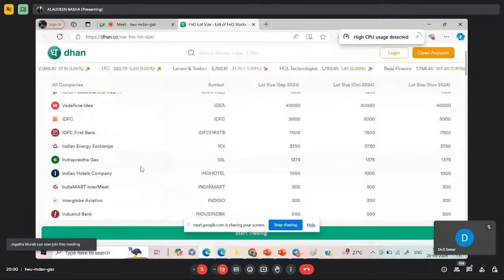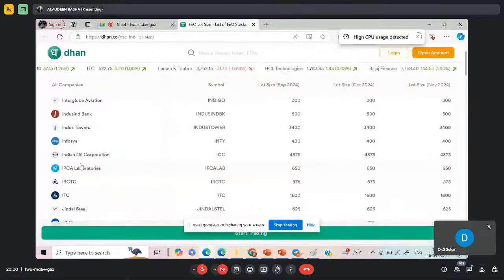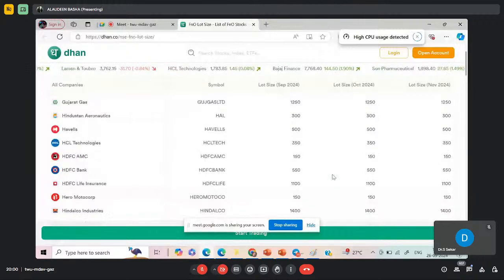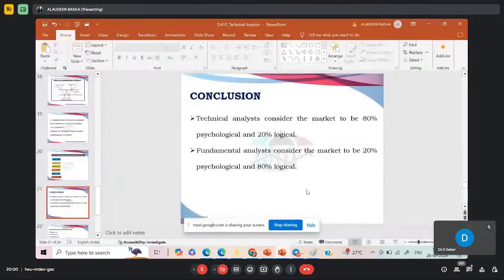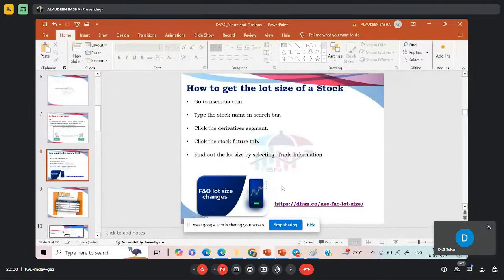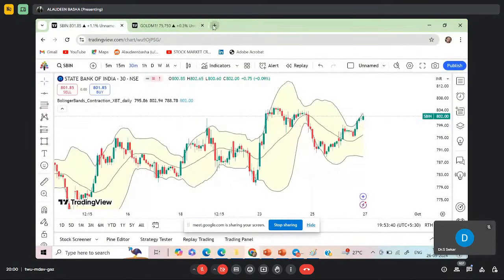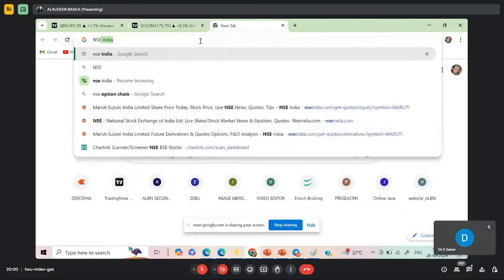ITC lot size is 1600. By using this website, you can find out the lot size of a stock. Otherwise, there are proper steps to find out the lot sizes. You go to our official exchange website, nseindia.com. They will show you.